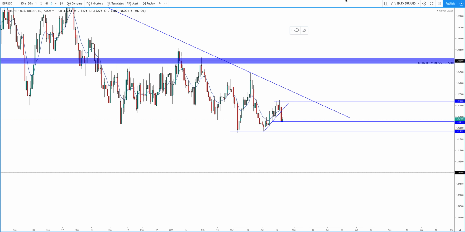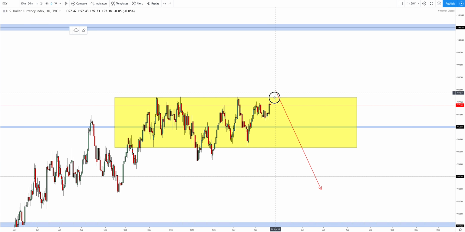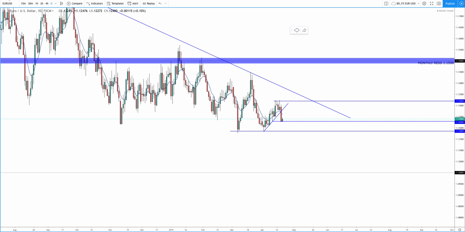Now, if we do actually fail to break out above here and actually retest the top and push back down, then I will be watching at Euro doing something similar, and maybe we might come down to retest this support and we might push back up to the upside. So you have to have both sort of scenarios in your mind, and that things can change at any minute, but that's what I'm looking at on Euro USD.